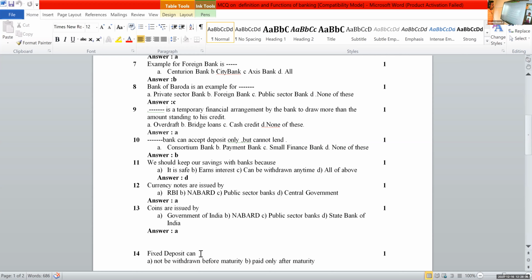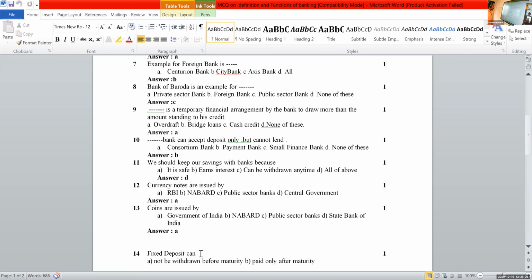Next, dash is a temporary financial arrangement by the bank to draw more than the amount standing to his credit. Already I said that is overdraft. It is a temporary financial arrangement under which they can withdraw more amount than they have.